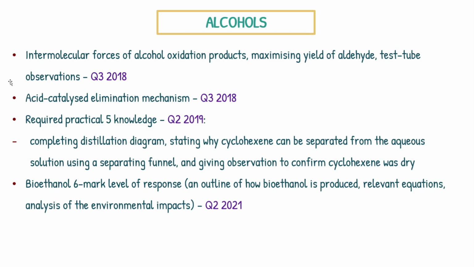So I'm going to go through the topics step by step, starting with alcohols here, breaking down a brief description of what the question was about. And then I'm going to link you to where the question is. So this one, for example, was from question 3 2018. This one was also from question 3 2018. This is question 2 2019, etc. Okay, hopefully you get the idea here.